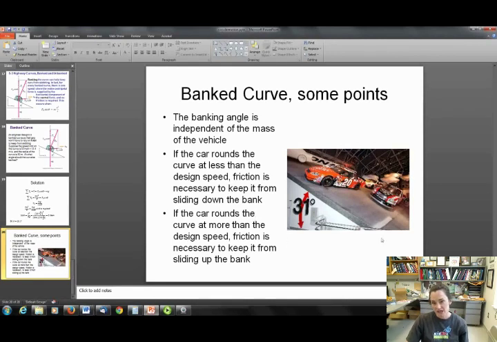And you can see here in the drawing that the angle has to increase as the speed increases. And if you've ever been to a racetrack, you'll know that some of those banking angles are really big for those tight turns. And this one shown in the picture is 31 degrees, which is pretty impressive.